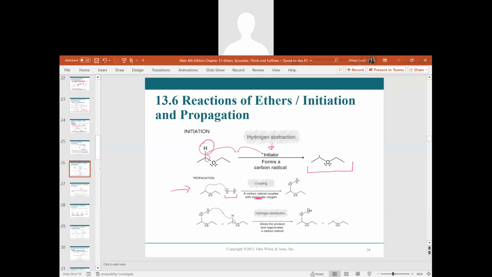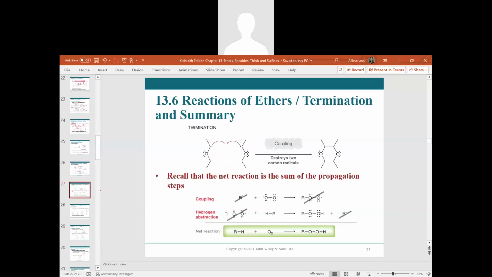So molecular oxygen, we're told, would couple in this propagation step with our carbon radical that was formed in our initiation step. And this progresses through a second step in propagation here during this hydrogen abstraction, and this would produce a new carbon radical, from our ether, that would continue this propagation, until we reach a termination step, which we'll see is also a coupling reaction. This would destroy the two carbon radicals, and we would have this other side product created.